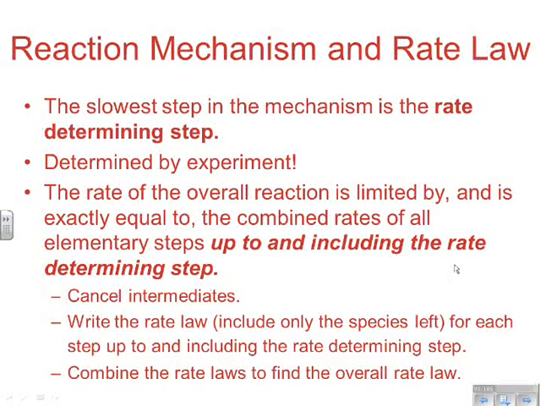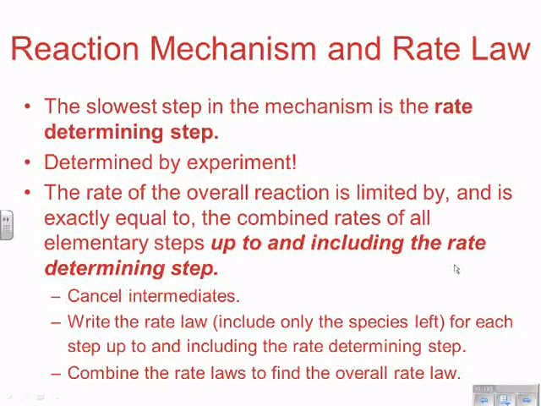Now at that point, for each elementary step up to and including the rate determining step, you're going to write the individual rate law expression for each of those steps. So if the second step is your slow step, write the rate law expression for the first step and the second step. Now remember, if there's an intermediate that's been canceled out, that won't be included in that rate law expression for that step. And then once you've got that done, you're going to combine the rate laws to make an overall rate law. So if your first step is the slow step, the rate law expression of that first step is going to be the rate law expression of your overall reaction.